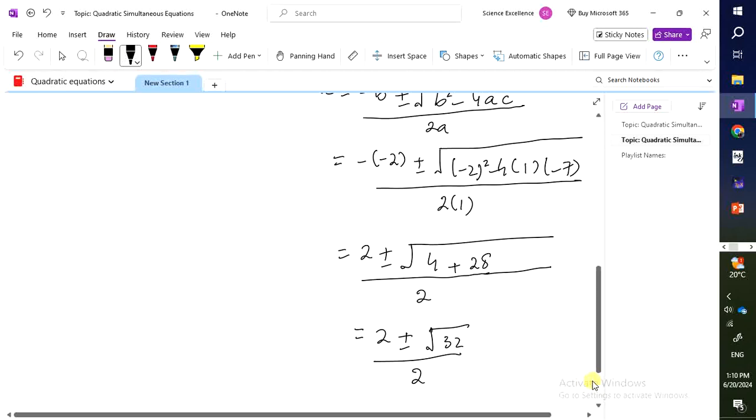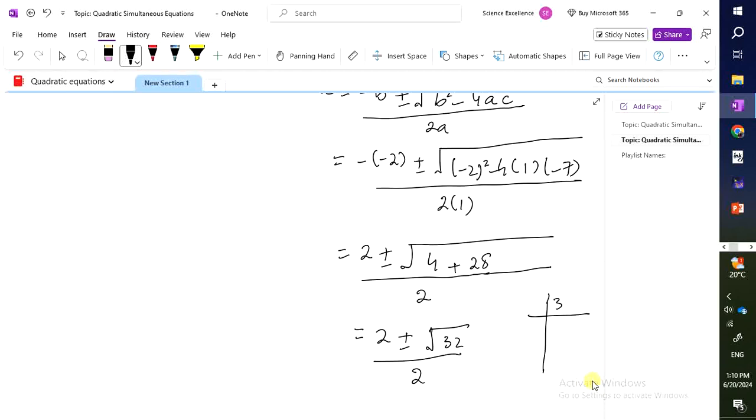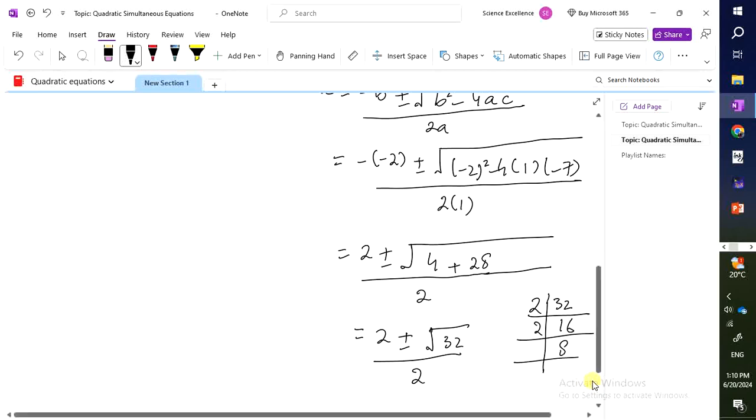Now we can check the prime factors of 32. So 32 is divisible by 2, and we are left with 16, divided by 2 is 8, divided by 2 is 4, and again divide by 2, we will have 2, then divide by 2 again, we are left with 1. This is 1 2 3 4 5, so that means 2 power 5.